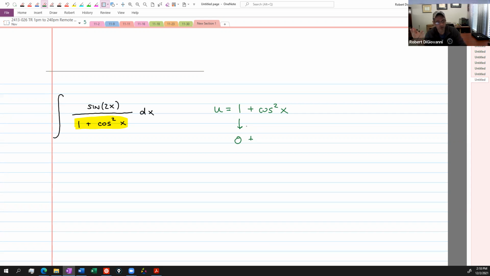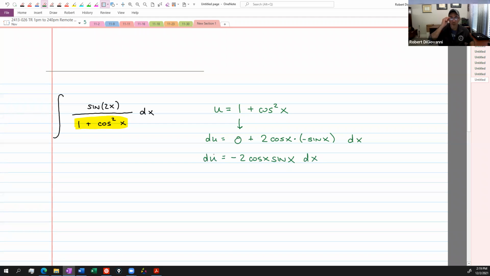So we're going to have a 2 come out, cosine x, times now the derivative of cosine, which is negative sine of x. That's what the derivative of u would be. I need a dx out here. So this would become negative 2 cosine x sine x dx. That's what du is.